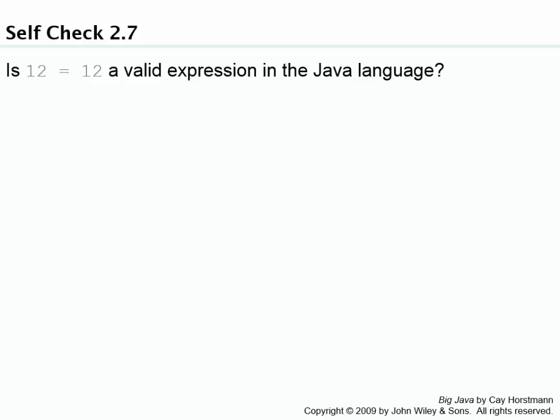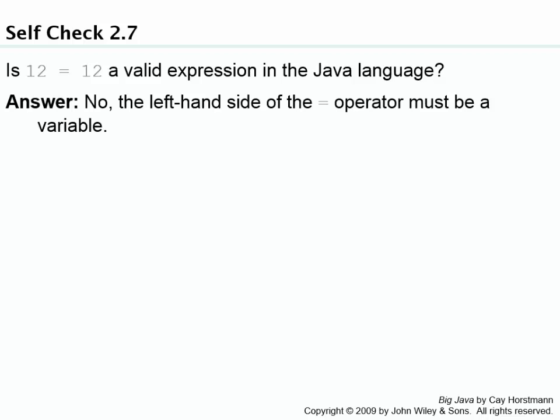But this isn't math class. This is programming in Java. So we take the number on the right and we store it to the variable on the left. The problem is the thing on the left is not a variable. It's a literal number, or a number literal. And you can't store anything into a number literal. So even though this would be valid in math class, it's completely invalid when you're programming in Java. No, the left-hand side of the equal operator must be a variable.